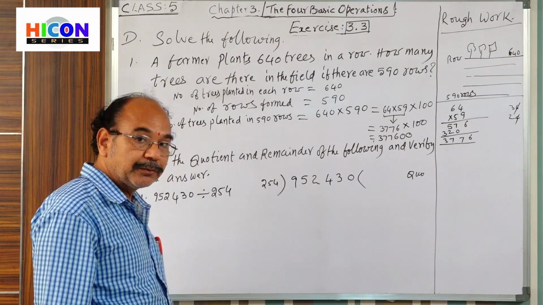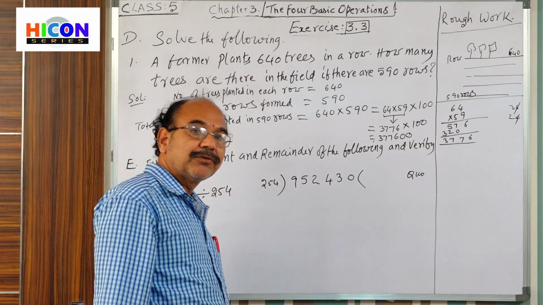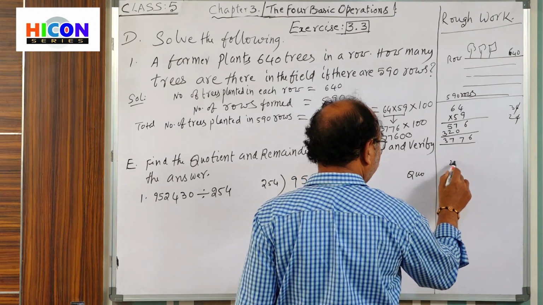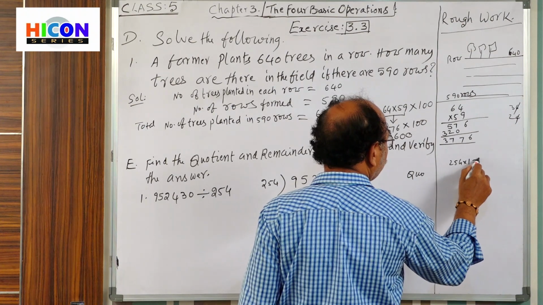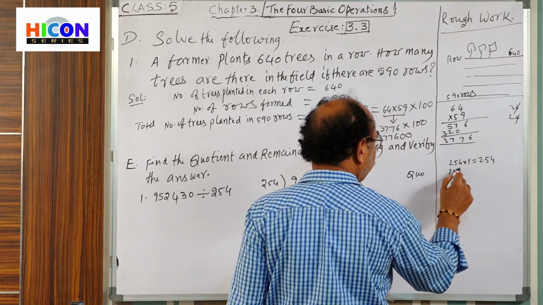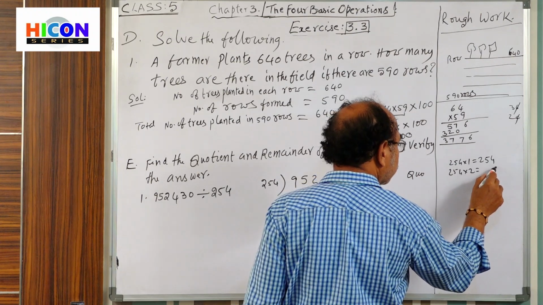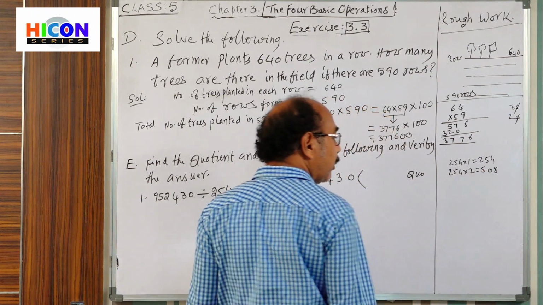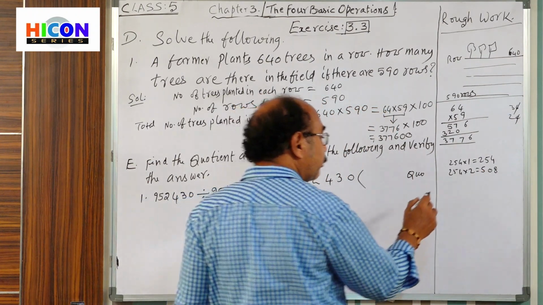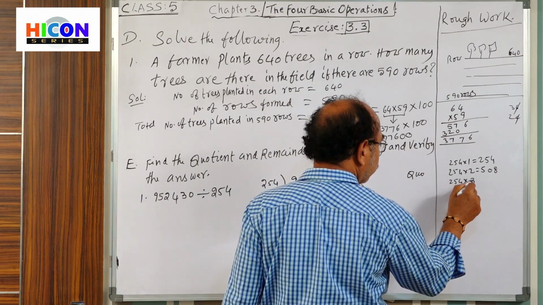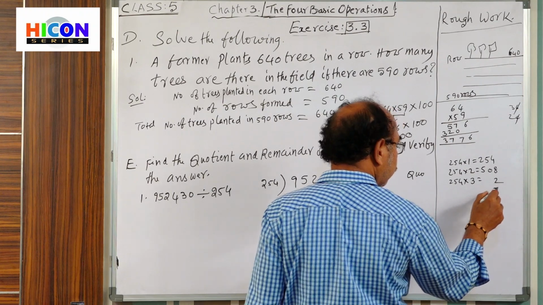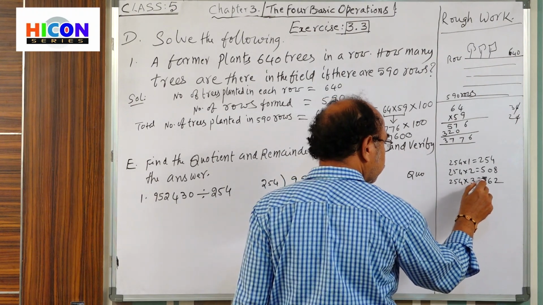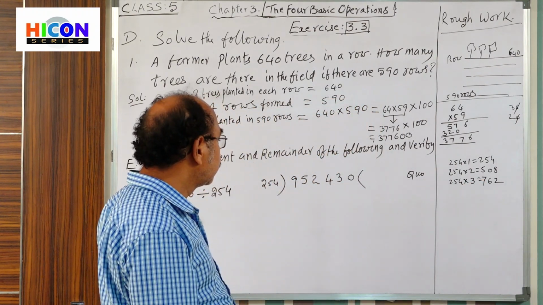How many times does 254 go into 952? For some extent we can write the table. 254 into 1 is equal to 254. 254 into 2: 2 fours are 8, 2 fives are 10, 0 and carry 1, then 2 twos are 4 plus 1, 5. So 508, 2 times. 3 times means 254 into 3: 3 fours are 12, 2 carry 1, 3 fives are 15 plus 1, 16, 6 carry 1, 3 twos are 6 plus 1, 7. So 762, 3 times.